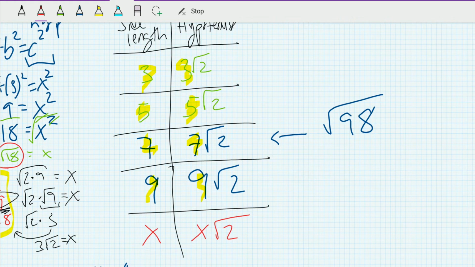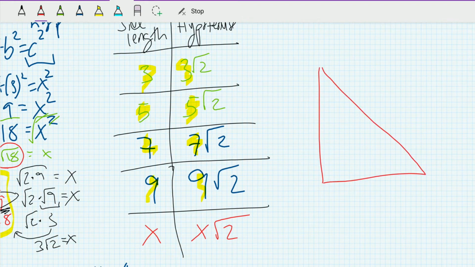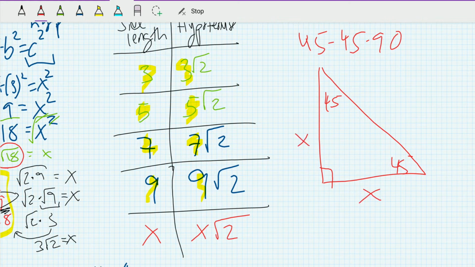Okay, so let me draw it for you how you would see it in a textbook or something like that. So this is the 45. Basically, this is the 45, 45, 90 rule here. Whenever you have side length x, remember that these two match automatically because we're talking about an isosceles triangle. So the hypotenuse is always going to be x square root 2.